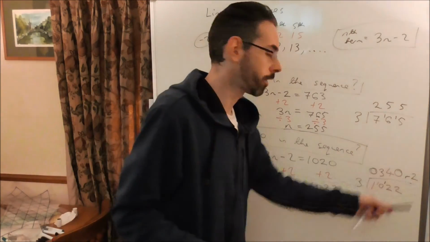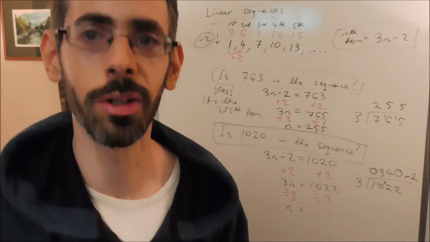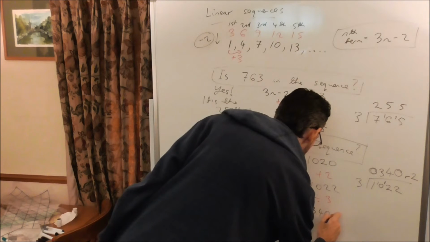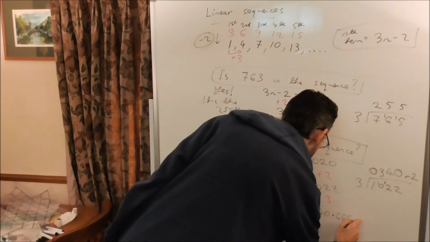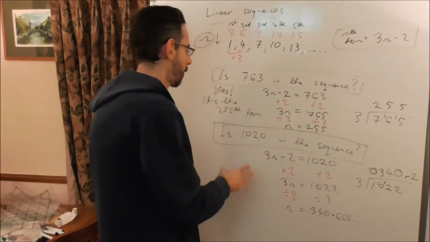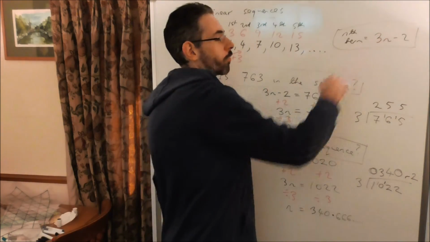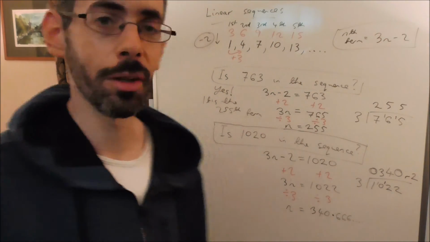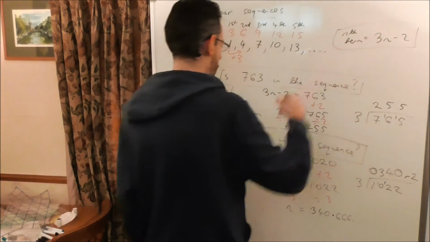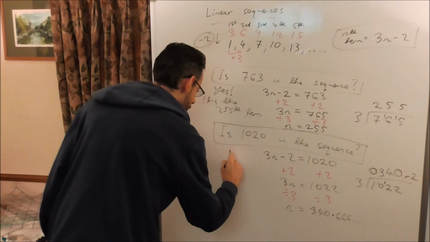And actually, if you were to continue this as a decimal, the answer would be 340.666 recurring. So because we got a decimal, because there's a remainder here, that means 1020 is not in the sequence, because you'd have to put a decimal into this formula, but the position numbers can only be whole numbers. So since there's no position number, no whole number that makes 1020, 1020 is not in the sequence. So the answer is no.